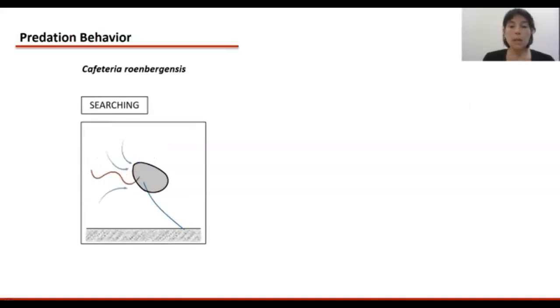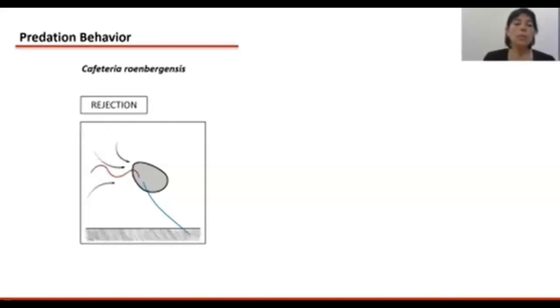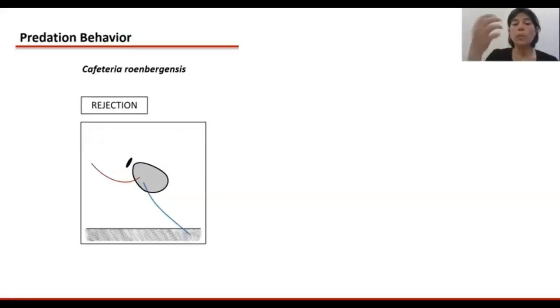Cafeteria roenbergensis attaches to the surface with its posterior flagellum while it creates a feeding current with its anterior flagellum. When a prey is captured, the particle comes into contact straight on the cell body, and the short flagellum stops beating and hooks over and physically retains the particle between the flagellum and the cell. To release it, if it decides to reject the prey, it just releases the particle by simply returning to its original beating position.